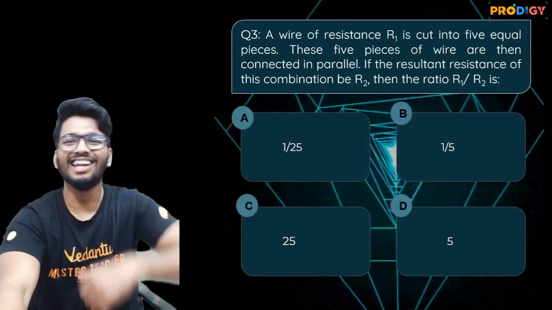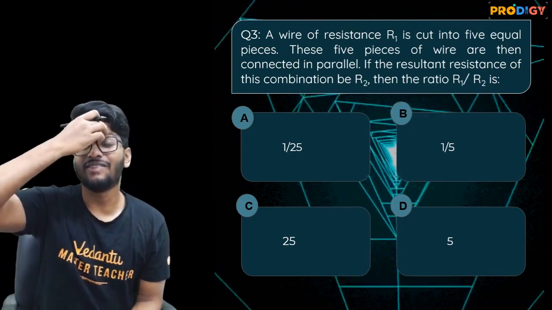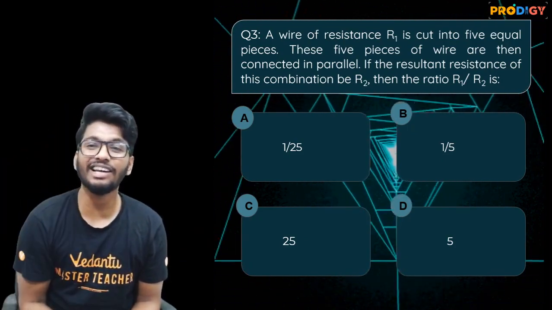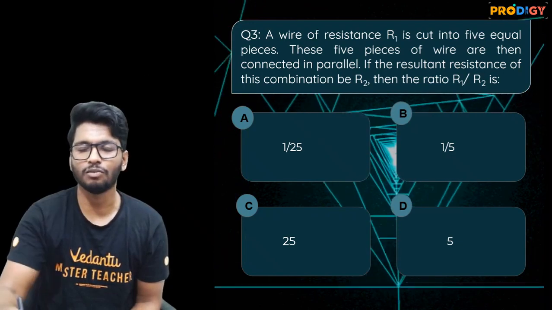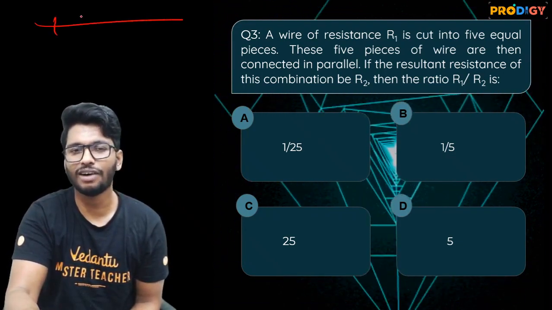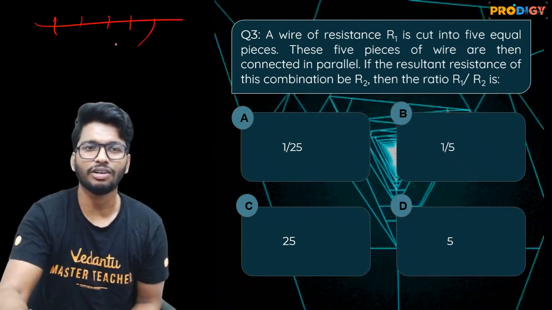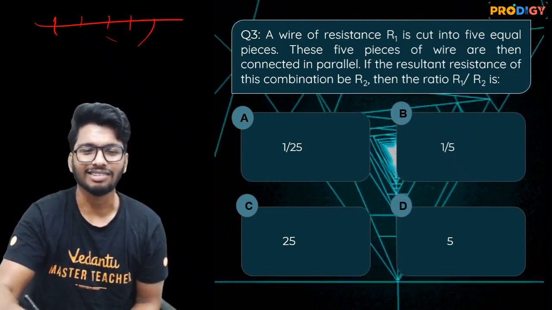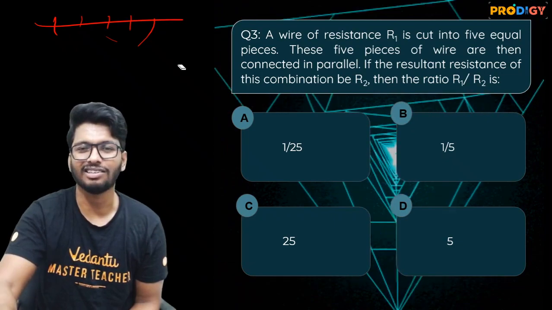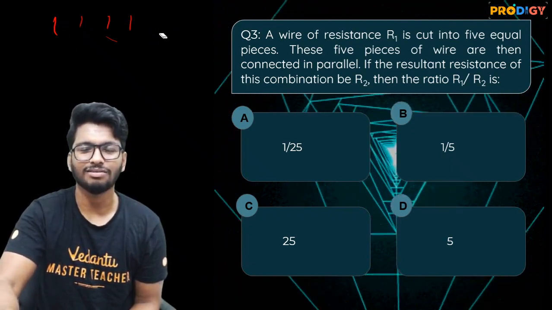Alright, that's it. Last question, guys. Here's another one for you guys. A wire of resistance R1 is cut into 5 equal pieces. Alright, one wire is cut into 5: 1, 2, 3, 4, and 5. The last one is not existing. This is imaginary.